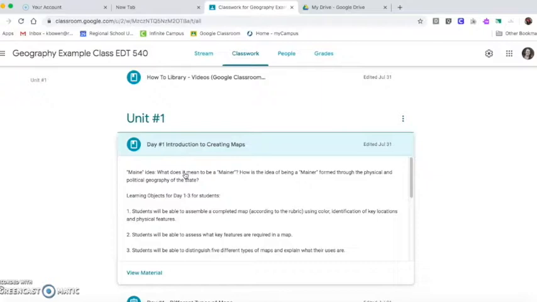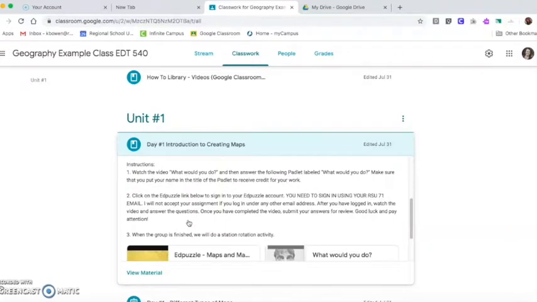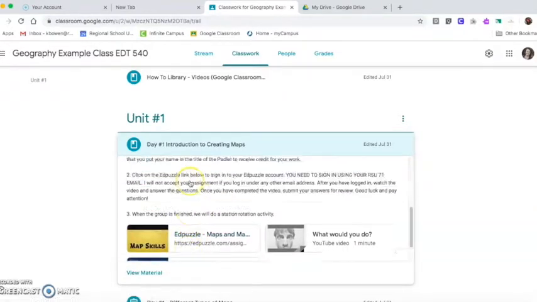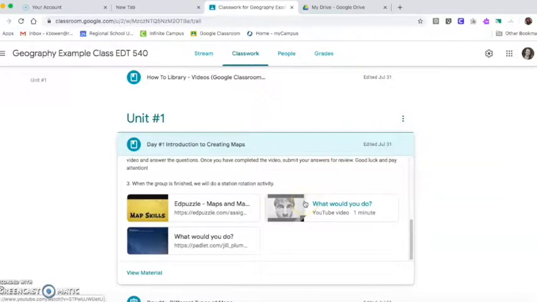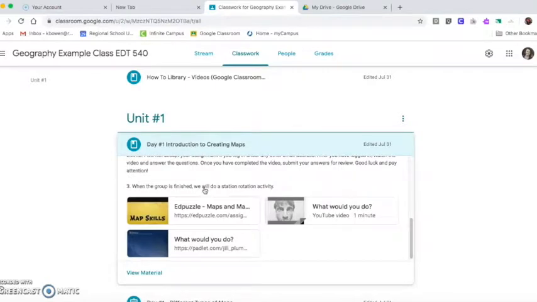And then the learning objectives are just for day 1 to 3 because they focus solely on maps. And so the instructions are written out for the students, and they are asked to watch this video. What would you do? Answer the Padlet, and then watch the Ed puzzles, maps, and maps parts. And so this would be something very similar to what I would have them do in class. If they were absent, they'd be getting the same skills and material as if they were in class. And so the only difference might be in class, instead of having them do a Padlet, I would have them do a class discussion. So it kind of brings out that same qualities of what we'd be doing in class.